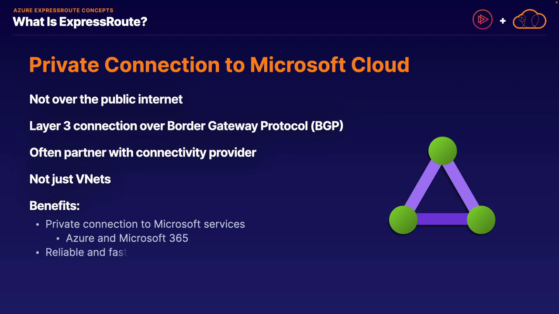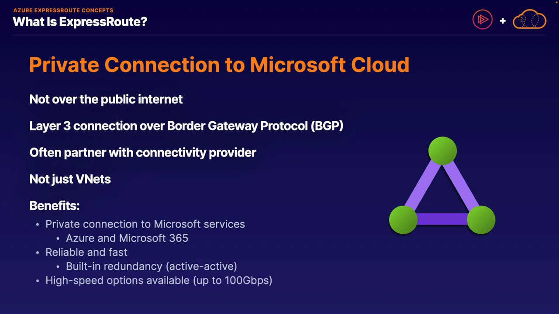Other benefits include the nature of the private connection in that it is reliable and fast. It comes with built-in redundancy by default, in which you have a full-time active connection to Microsoft Cloud, and a number of high-speed options are available up to a blistering 100 gigabits per second. And then our final benefit is that it has some broader connectivity options compared to our other VPN options, depending on the SKU you're working with. However, the locations you can connect to are a good bit wider depending on your exact billing model.